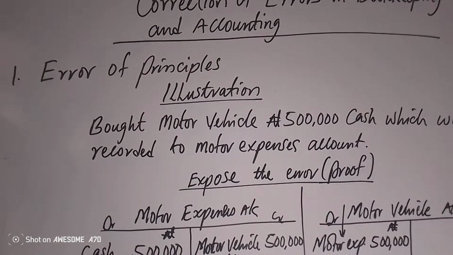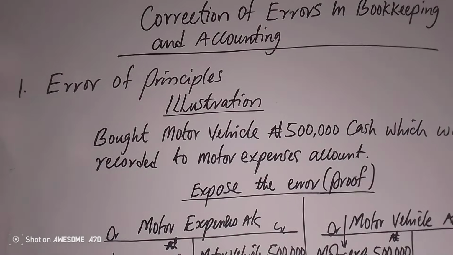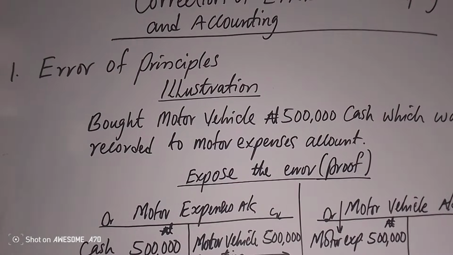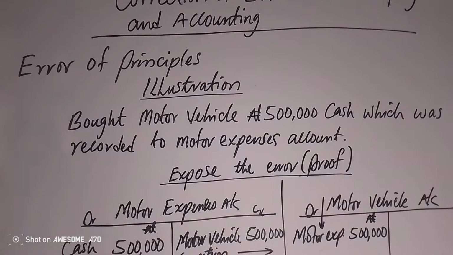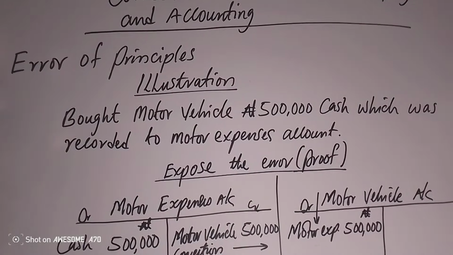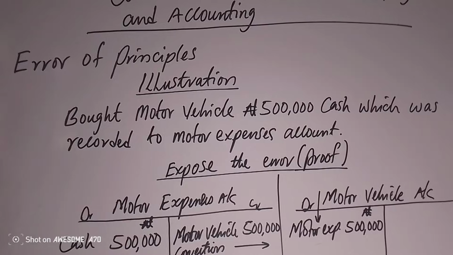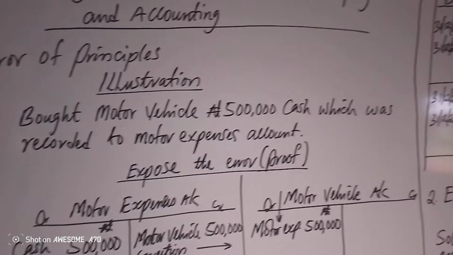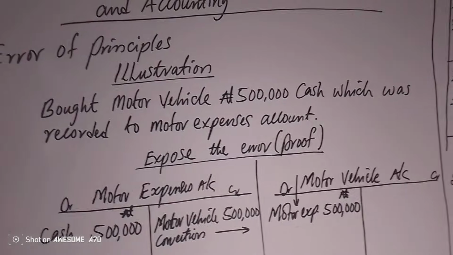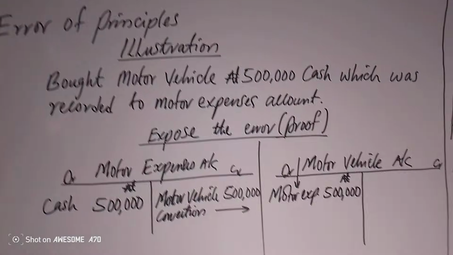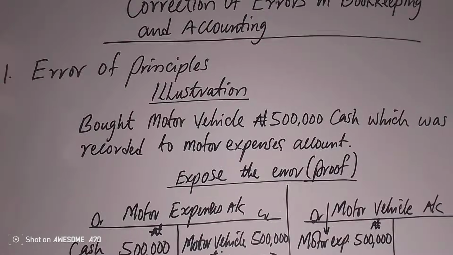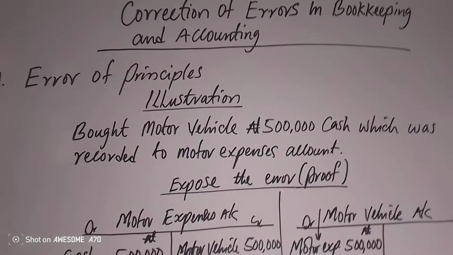The number one error we are going to look at is error of principle. Error of what? Principle. Error of principle here simply means an error which occurs in a situation whereby the classes of account have been misused, or used wrongly. When the class of account has been used wrongly, then we say the error of principle has been committed.